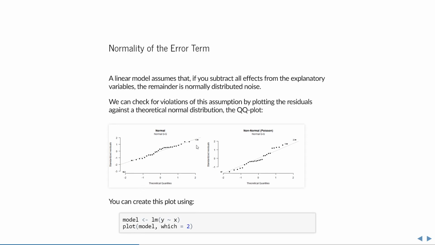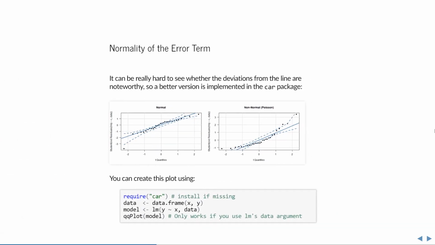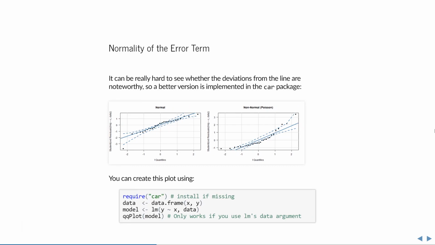But there's a problem with this, and that is that it is very subjective whether these differences are large or small. And you might not agree with me that this is a small deviation and this is a large deviation. And for that reason, I recommend that instead you use the same function, qqPlot, but from the package car. When you do this, it will also compute bootstrapped confidence intervals, which give you an indication of how severe the violation is.